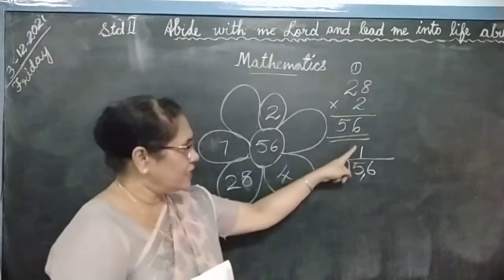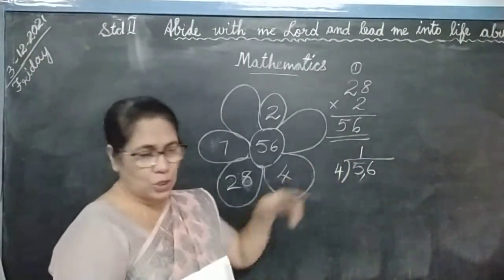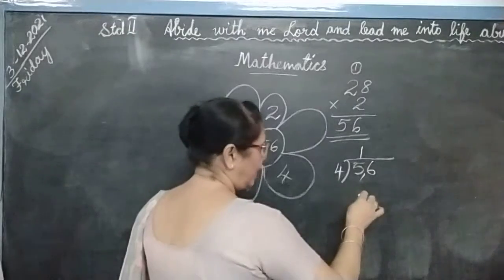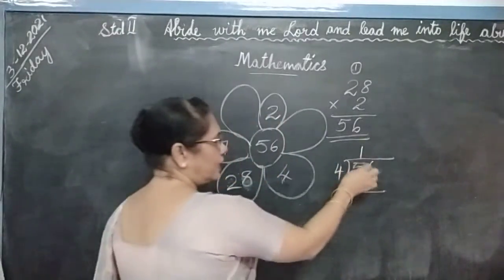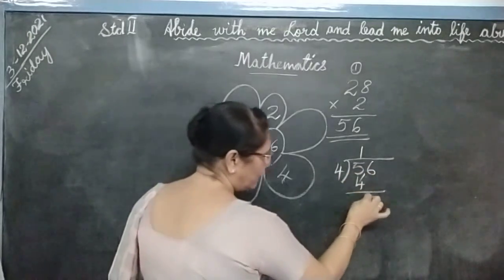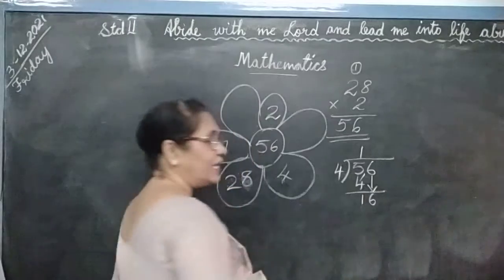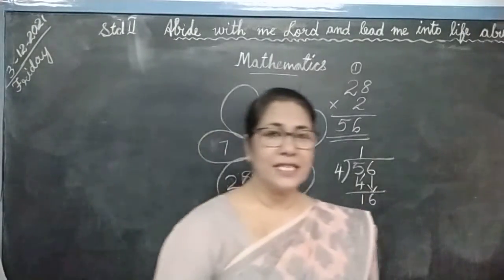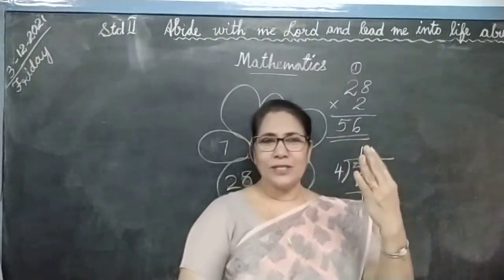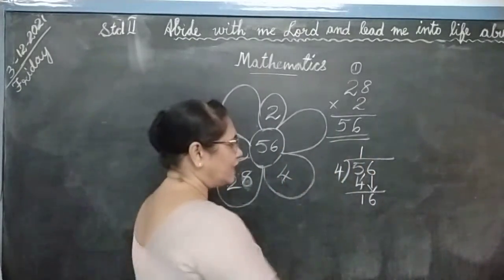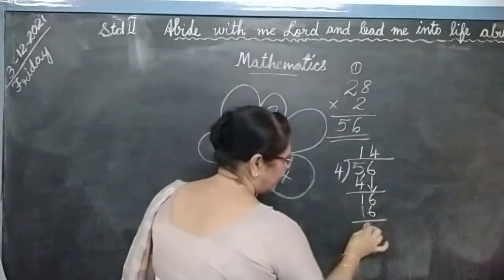And when you write the number, it has to be just above the digit which you are dividing. Yes, 1 4 is 4. Now we will have to minus this. 5 minus 4 is 1. Now bring this 6 down. 16. In 16, how many 4s are there? 4. Yes, 4 4s are 16. So you write here 4, 16.